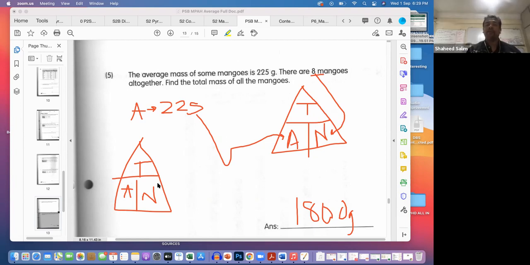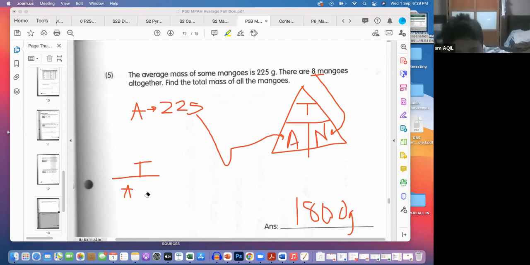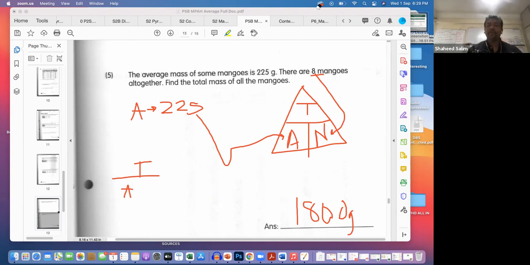Now I want to find number. How to find number? The formula is total divide by average. Can you see? You cover this thing. Now I want to find number, I cover number. Then what is left? Total divide by average. Can you see that?